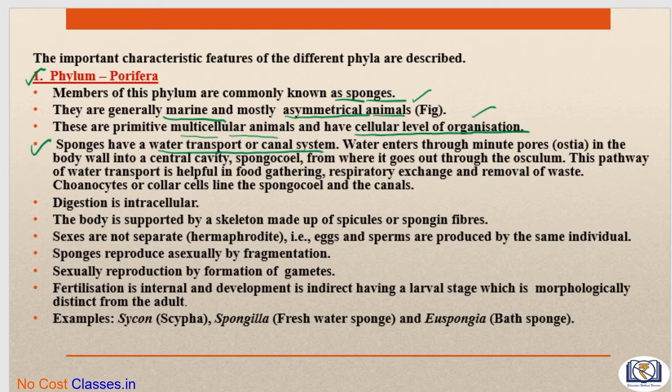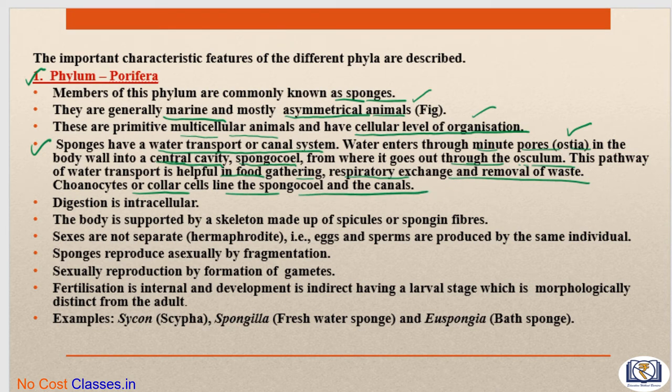The water transport system, or you can say the canal system: the water enters through minute pores, the ostia. The water enters into the body of the organism through the minute pores known as the ostia in the body wall into the central cavity. The central cavity is known as the spongocoel, from where it goes out through the osculum, which is a large opening. This pathway of water transport is helpful in food gathering, respiratory exchange and the removal of waste. Now the choanocytes, the collar cells, line the spongocoel and canals.